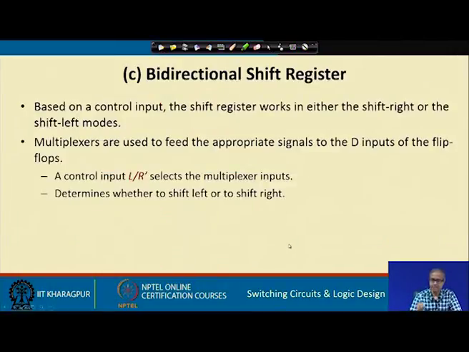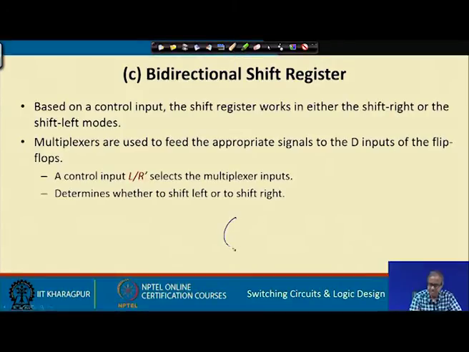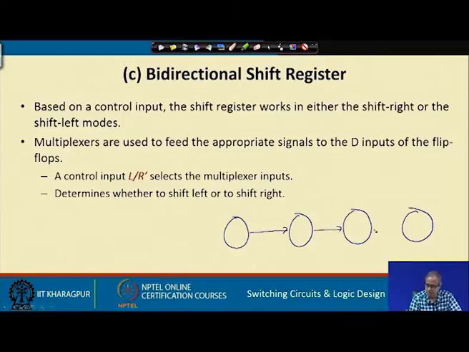Okay. Let us now look at a more flexible kind of shift register, the bidirectional shift register. Earlier, the shift register circuit that we saw was a right shift register. The idea was something like this: there are 4 flip flops, and we connected the output of this to the input of this, output of this to the input of this, output of this to the input of this. So, it was a right shift register.